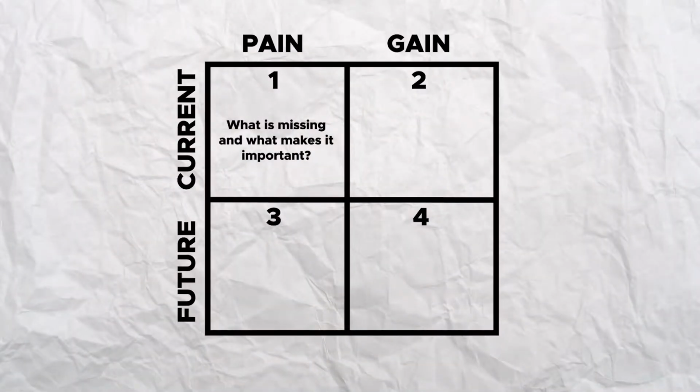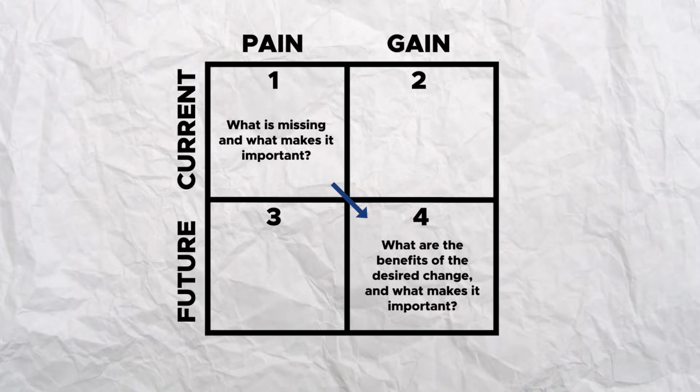Next, we go not to block 2, but down diagonally to block number 4, the future gain block. The question that we want to ask ourselves right there is this: what are the benefits of the desired change and what makes them important? Meaning, if I were to choose the second option, what are the benefits I get from that? And what is the importance of getting those benefits?